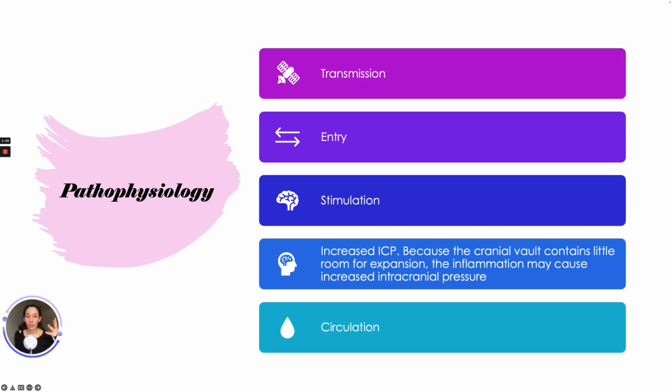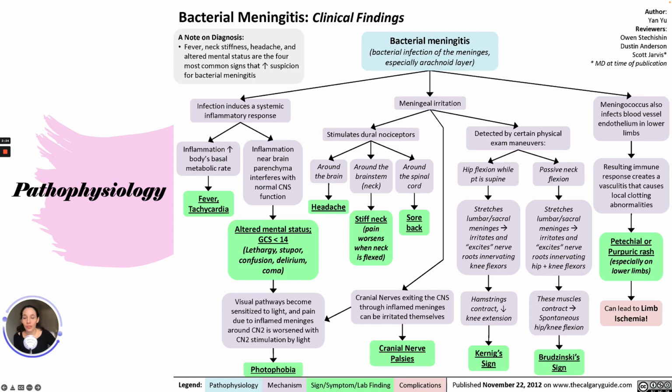It's causing inflammation in the brain, which is going to increase intracranial pressure because there really is not a lot of room for expansion in the brain. And then the cerebrospinal fluid circulates through the subarachnoid space, again in the brain, where inflammatory cellular materials from the affected meningeal tissue enter and accumulate. So let's go into this in a little bit more detail.